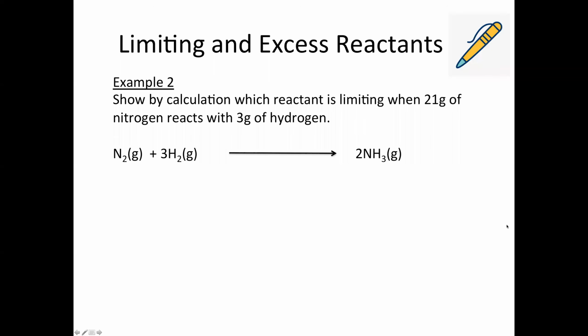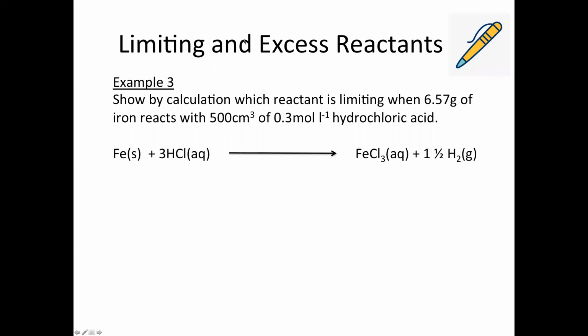If we go on to another example. So this one's slightly different, but it's essentially just the same thing. So show by calculation which reactant is limiting when 6.57 grams of iron reacts with 500 centimetres cubed of 0.3 moles per litre acid.